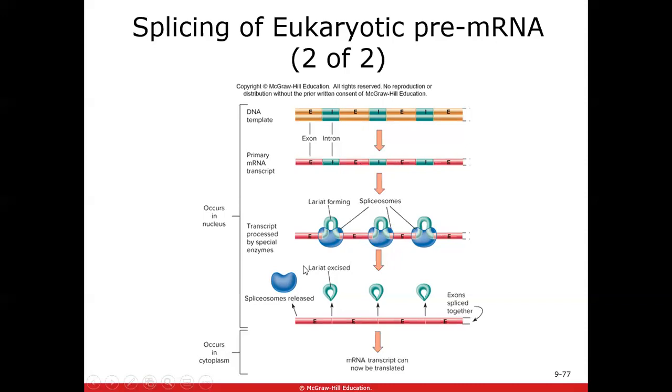And this messenger RNA is now ready to be translated, because these exons are spliced together, and now this can actually be used for translation. And once again, in eukaryotic cells, all of this occurs in the nucleus, and translation occurs in the cytoplasm.